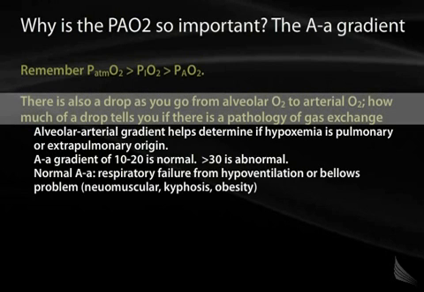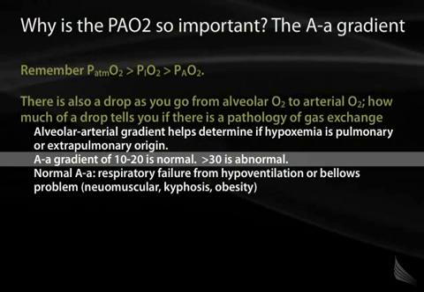The AA gradient is an important concept. The AA gradient represents the difference between the alveolar oxygen and the arterial oxygen. How much of a drop we see between alveolar and arterial tells you how much of a problem with gas exchange you're having. In general, a normal AA gradient is between 10 and 20, and it increases slightly as we get older. Anything that's above 30, I would say, is a good rule of thumb to remember is abnormal.